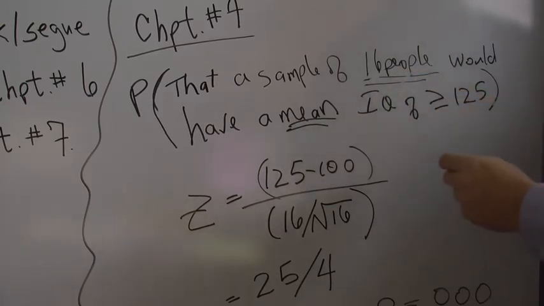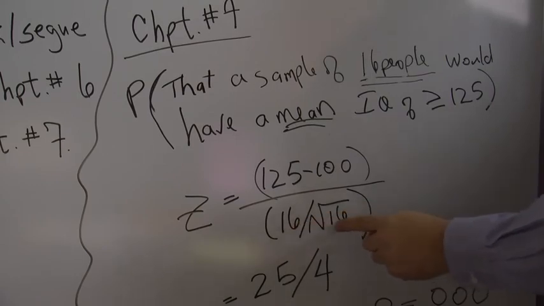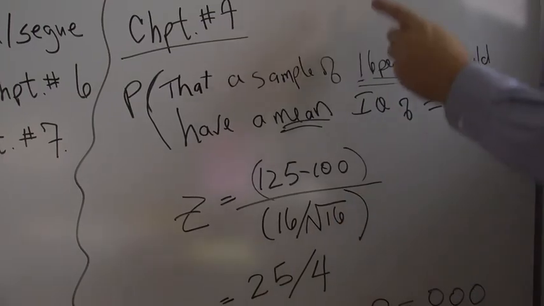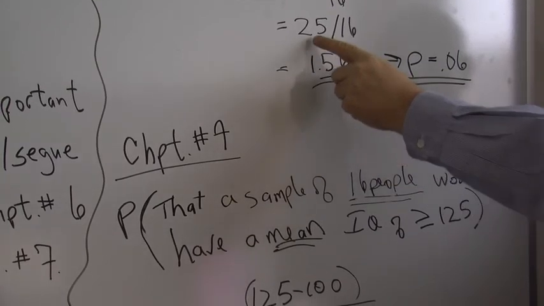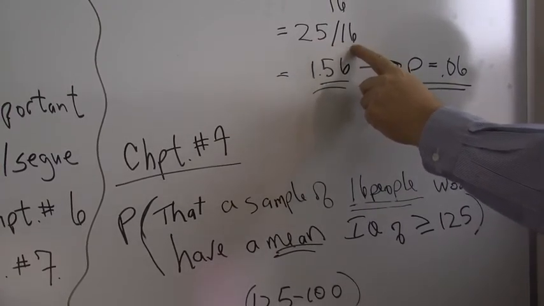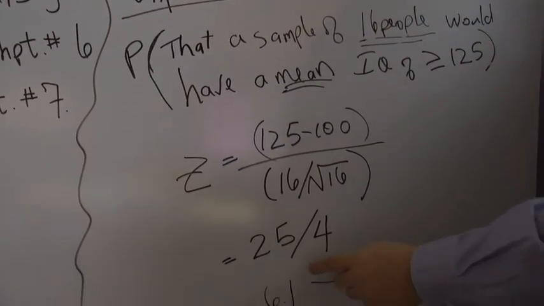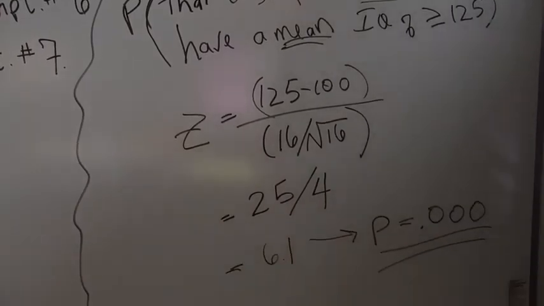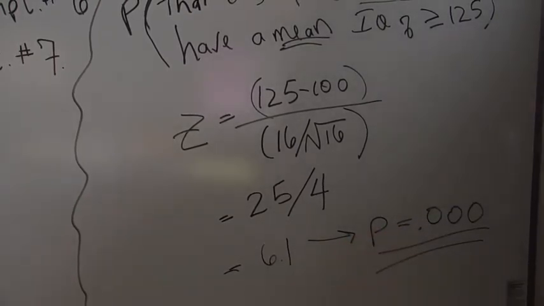So rather than our denominator in Chapter 7 being 16, it's 16 divided by 4, the square root of 16. 16 divided by 4 is 4. So whereas here in Chapter 6, our z-value is 1.56, which was just 25 divided by 16, in Chapter 7, because we're working with a sample, our z-value calculation is 25 divided by 4, which is 6.25. And if you look up in the z-table on page 375, you'll find that the z-table doesn't even go up to 6. I think it stops at 4.